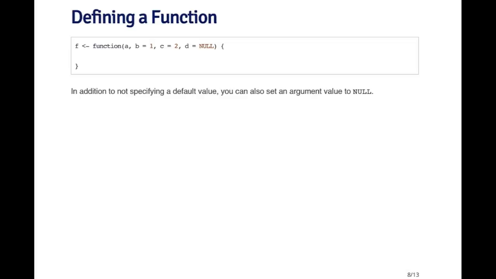NULL is a common value to assign to an argument, which can mean a variety of things, but it usually means that there's nothing there.